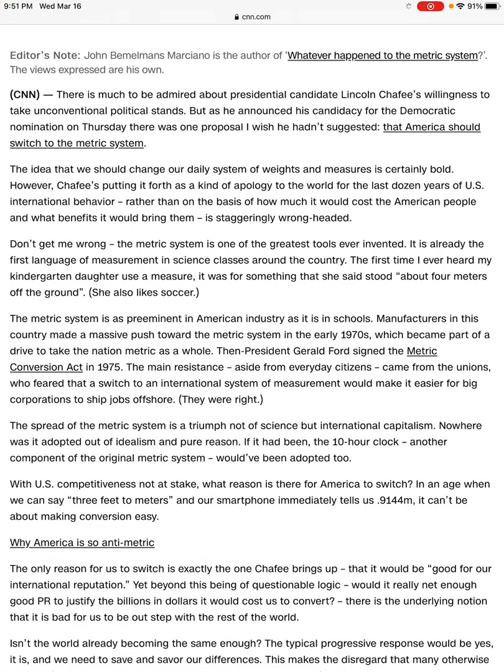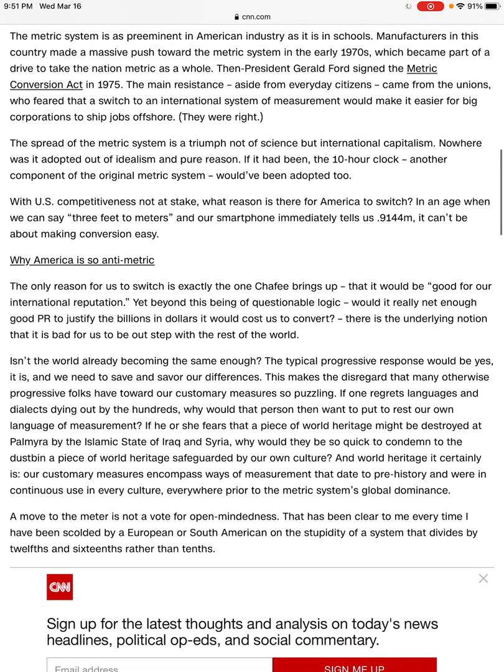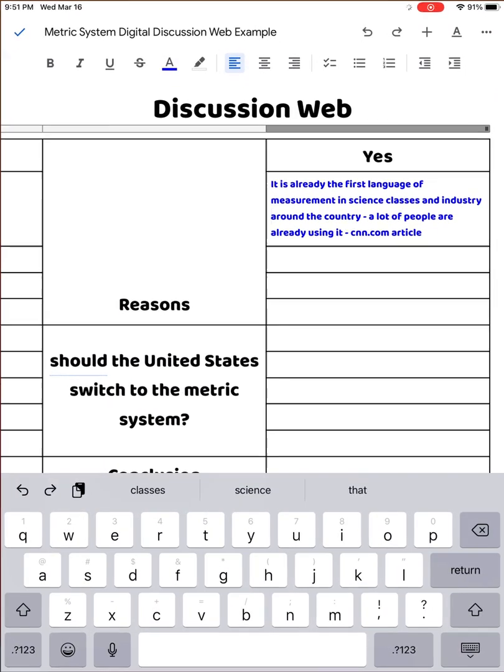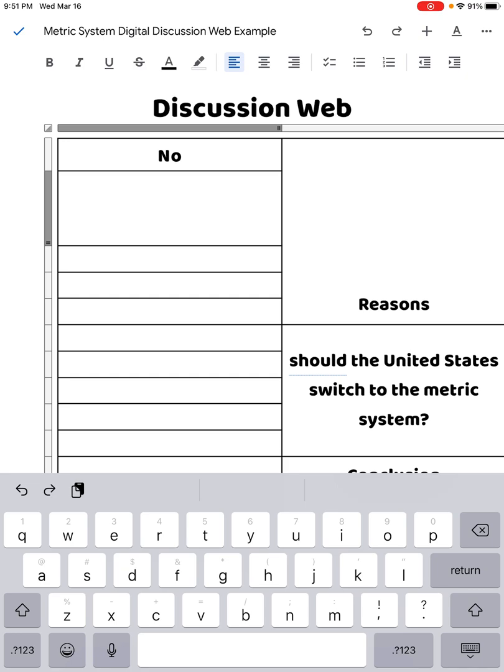So right down here, I'm going to put this up so you guys can see at the top of the screen. It says the main resistance was people who feared it would make it easier for big corporations to ship jobs offshore. They were right. So I think that is a reason why people might say, no, we should not switch.